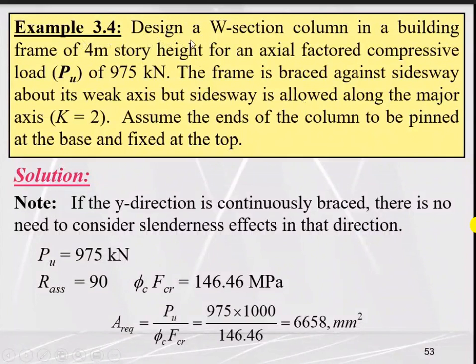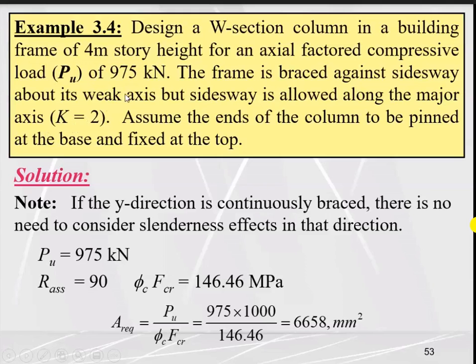So what is the data? Design a W section column in a building frame of 4-meter story height. So story height is 4 meter. It means that the unbraced length of the column will be 4 meter. For an axial factored compressive load, the axial factored compressive load is directly provided. So Pu value is 975 kilonewton, and the frame is braced against side sway about its weak axis, but side sway is allowed along the major axis.